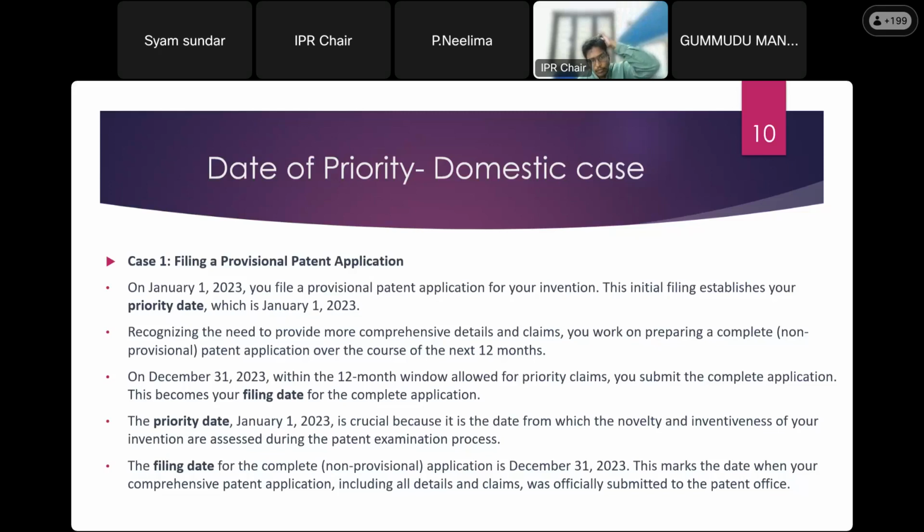For example, you file on January 1st, 2023. So the 12 months end on January 1st, 2024. Within that time, you need to file your complete specification in India. And also, if you want to protect your invention in other countries, there also you need to file within that time. So in this case, what is the priority date? Here your priority date is January 1st, 2023.